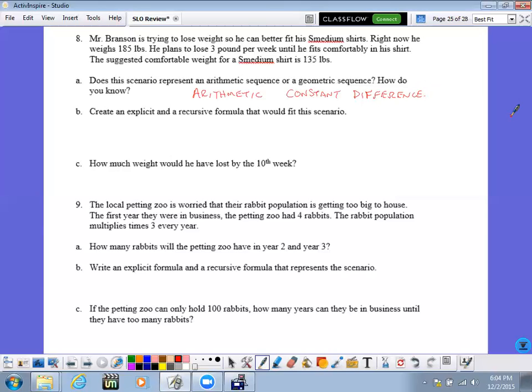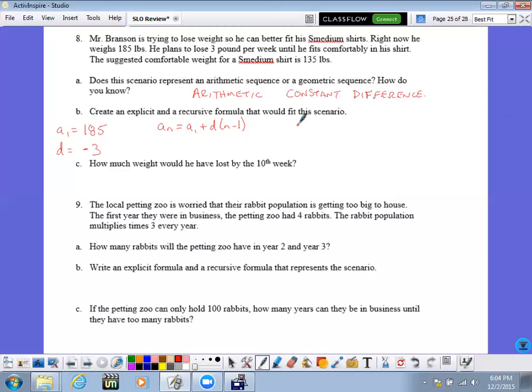So, explicit and recursive formulas. Remember, the two things that you need for an explicit and recursive formula are your first term, which says week 1, he's 185 pounds, and then your difference. We're going down 3, so our difference is negative 3. Your explicit formula, a sub n is going to be equal to a sub 1 plus our difference times n minus 1.